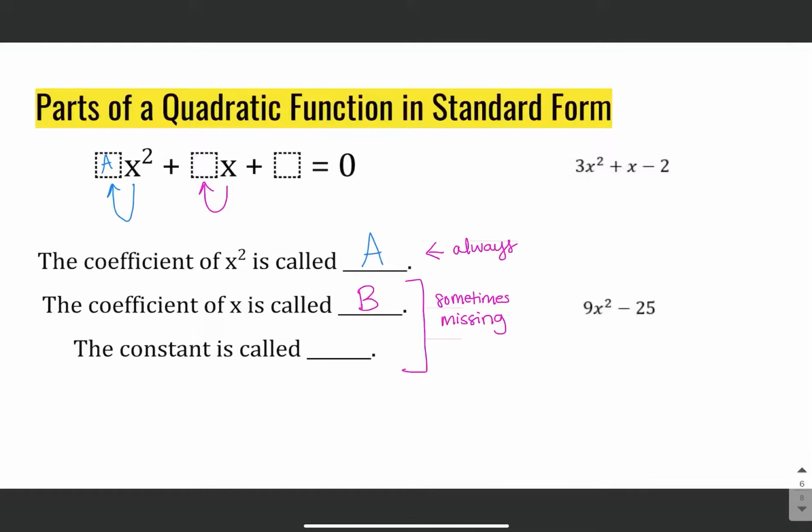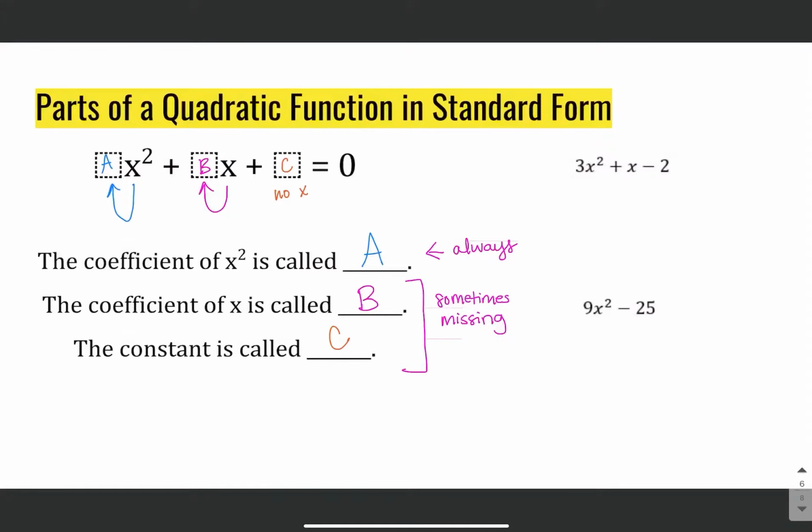All right, and then last but not least, the constant is called c. So remember, your c is your constant, and that has no x with it, because again, it's a constant. So we're paying attention to numbers, and these numbers have specific placements to know what to call them, A, B, or C. So let's take a look at an example.